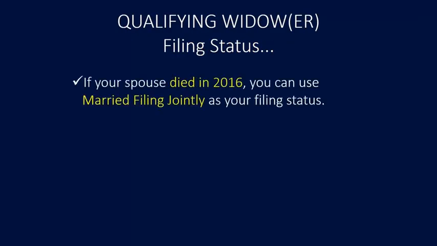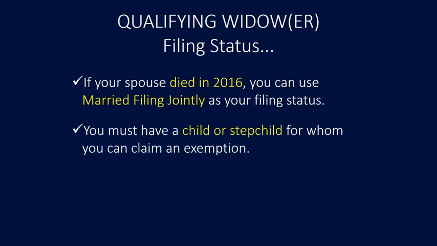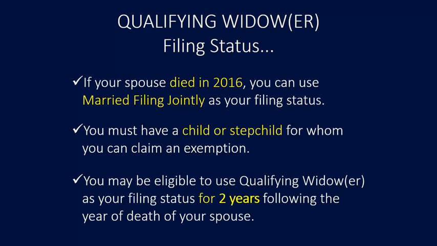Next, we'll move on to the qualifying widow or qualifying widower filing status. If your spouse died in 2016, you can use married filing jointly as your filing status. You must have a child or stepchild for whom you can claim an exemption in order to use the qualifying widow or widower filing status. You may be eligible to use the qualifying widow or widower filing status for 2 years following the year of death of your spouse.